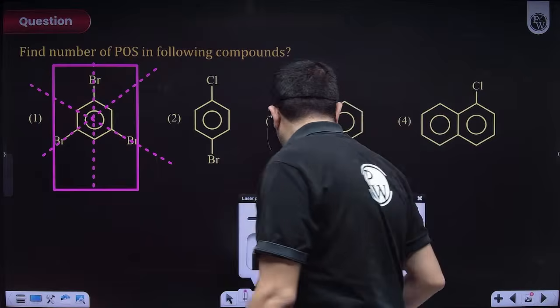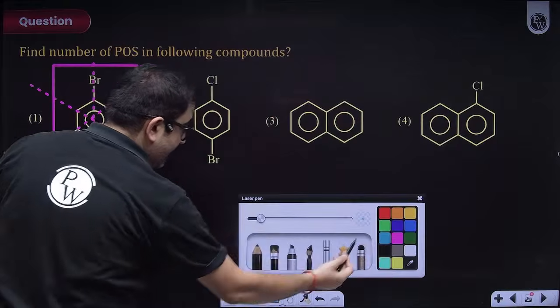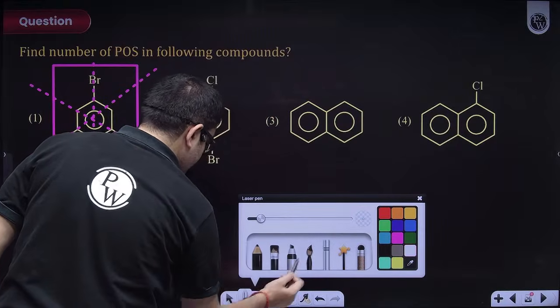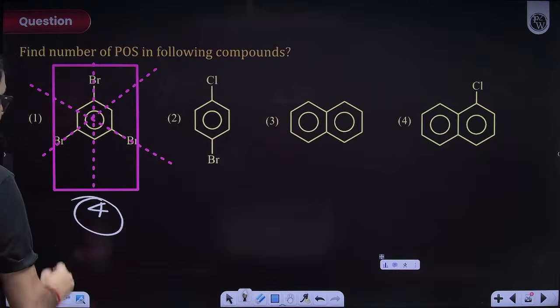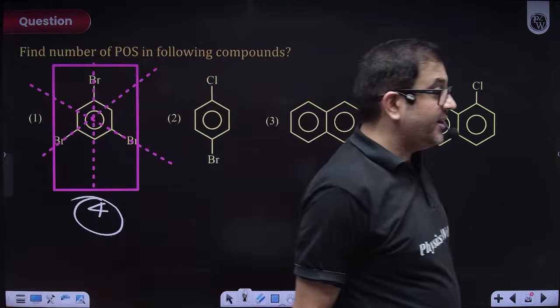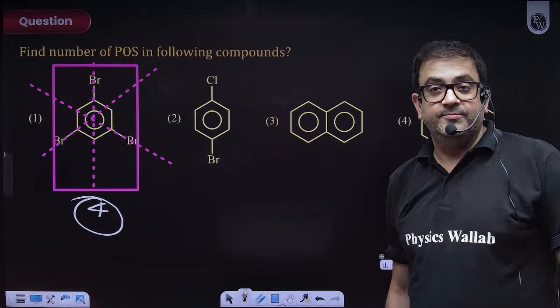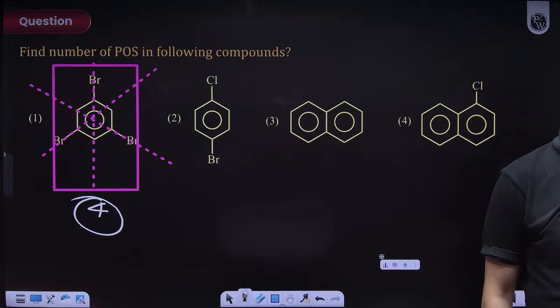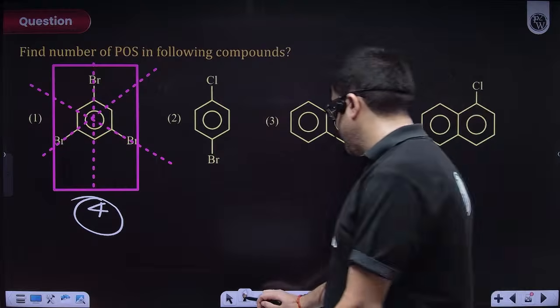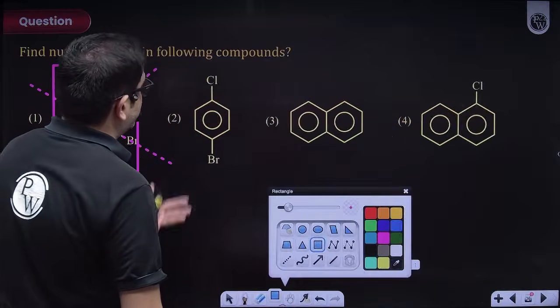So definitely, this is having how many elements of symmetry? Four. Check the second one, everybody. Check the second one, everybody. Chalo. Obviously, sir, this is also planar.